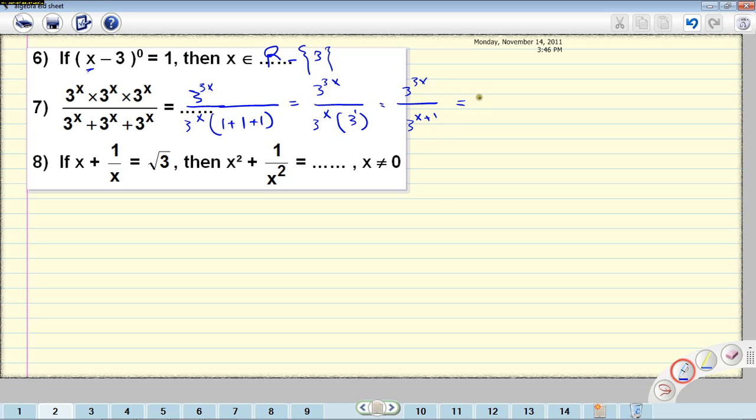We subtract powers, so it's 3 to the power 3x minus x, it's 2x, and here is plus 0 minus 1, so it's negative 1. This is the answer.